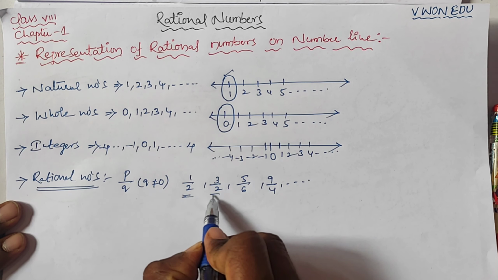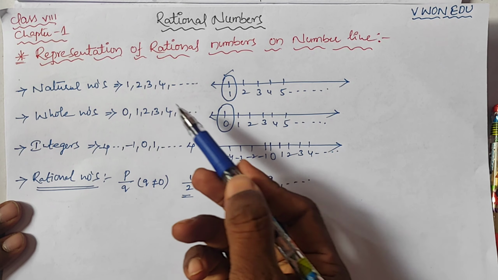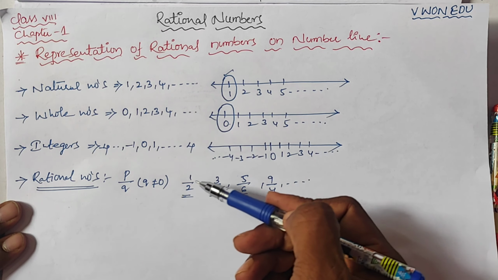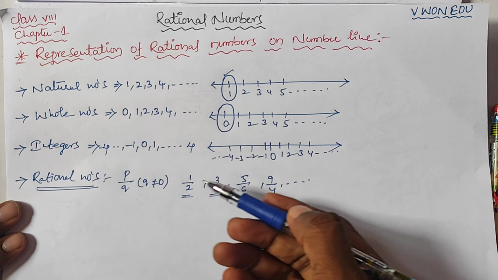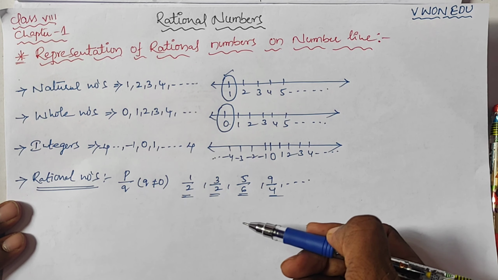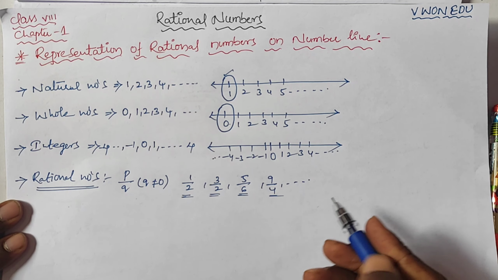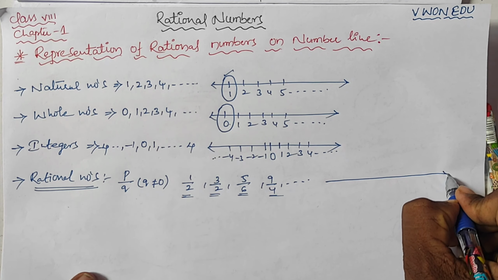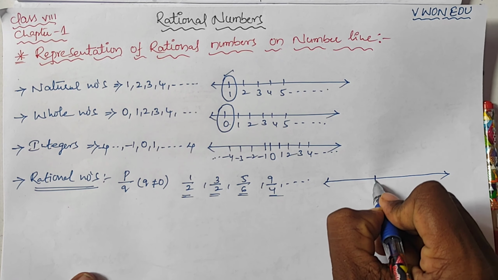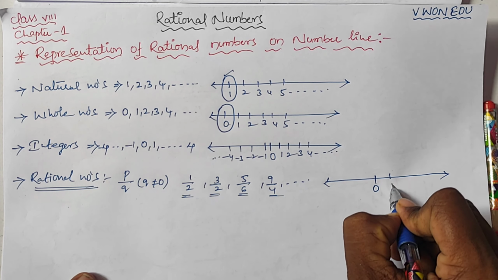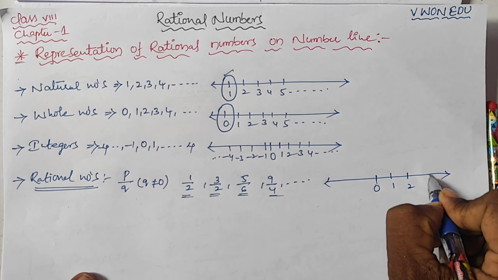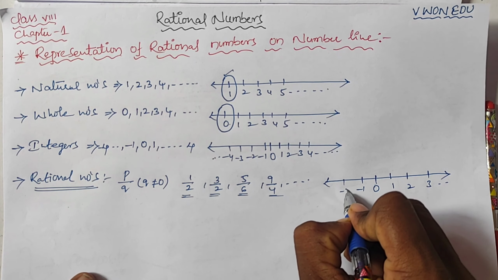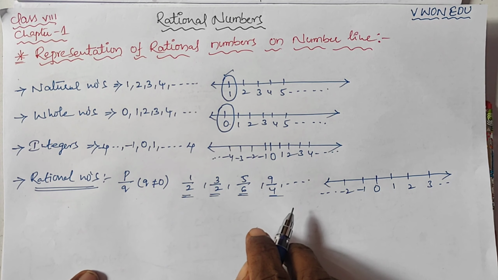Now these numbers we can represent on the number line, because we know that 0, 1, 2, 3, these numbers we can represent on the number line. But how will you represent 1 by 2, 3 by 2 on the number line? So now we'll see a normal example. First considering a number line here. Here considering 0, on the right side positive, 1, 2, 3 and so on. On the left side minus 1, minus 2 and so on.